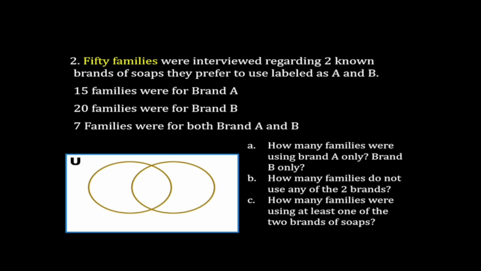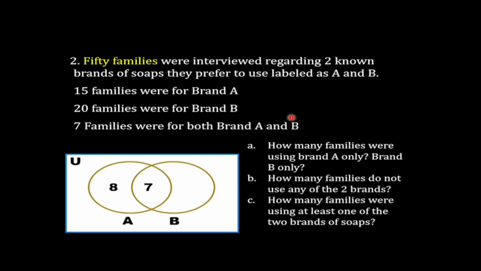So in order for us to answer this, we will start at the bottom. So that means we will start here. So take note that there are 7 families were for brand A and B. So take note of this keyword, and is intersection. Meaning, there are 7 families who were using both brands. Then we will now proceed with brand A. So take note, there are 15 families were for brand A and there is already 7. So 15 minus 7, that is 8. So 8 plus 7, so take note, we have now 15 families were for brand A.